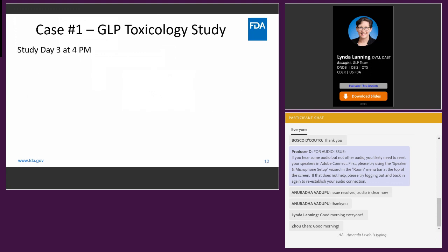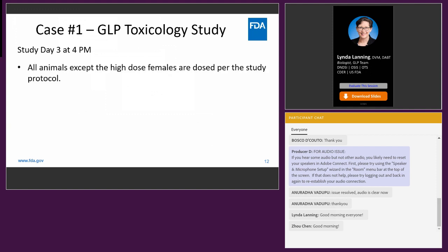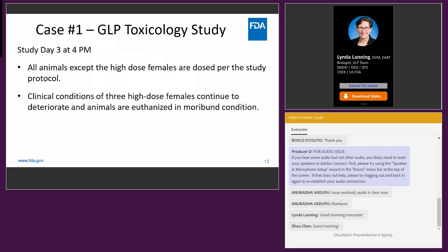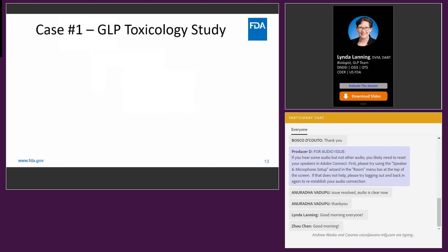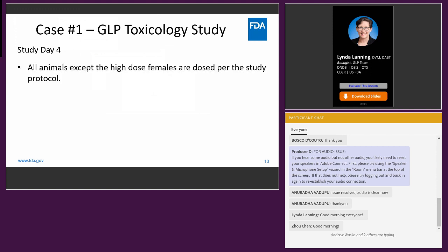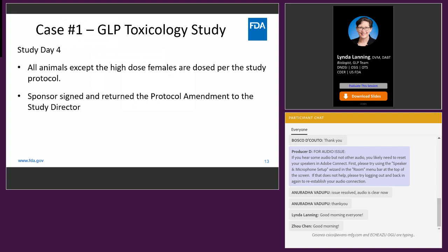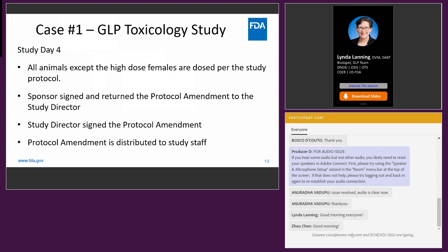In the afternoon of study day 3 at 4 p.m., all animals except the high-dose females were dosed per the study protocol. The clinical condition of the 3 high-dose females continued to deteriorate, and these animals were euthanized in moribund condition. On study day 4, all animals except the high-dose females were dosed per the study protocol. The sponsor had signed and returned the protocol amendment to the study director, who then signed the protocol amendment and distributed it to study staff.